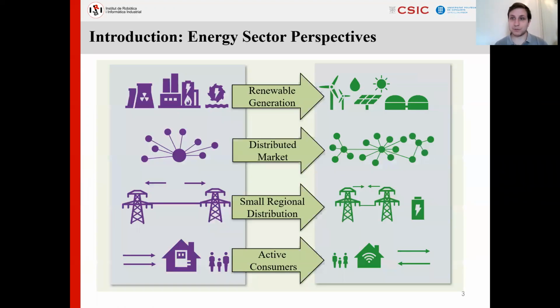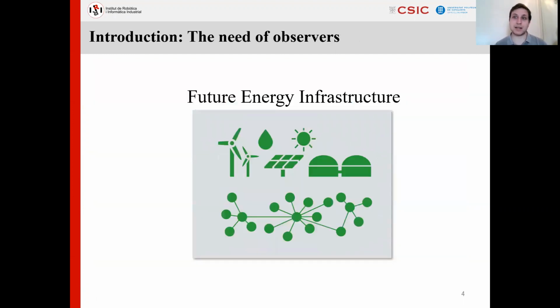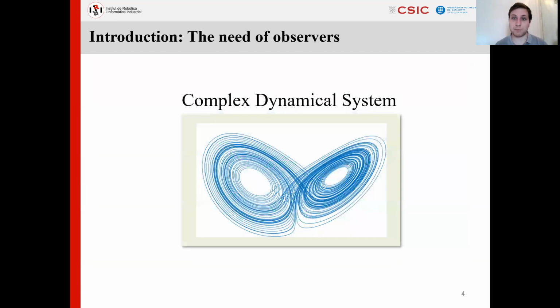So to understand the motivation of this thesis, it is important to understand the current tendencies in the energy sector. We're changing the way that we generate energy and distribute energy. First, we're introducing more and more renewable sources in our grid. Moreover, we are moving from a centralized market to a distributed market with more small regional distribution and more active consumers. In this context, energy systems can be understood as complex dynamical systems that have to be controlled and monitored to guarantee security, stability, and reliability.